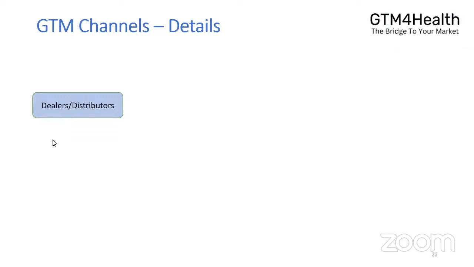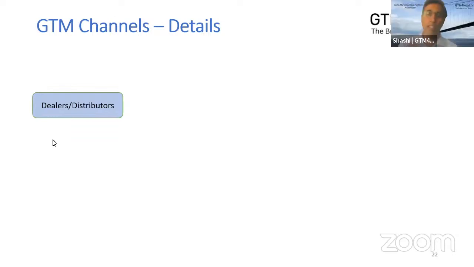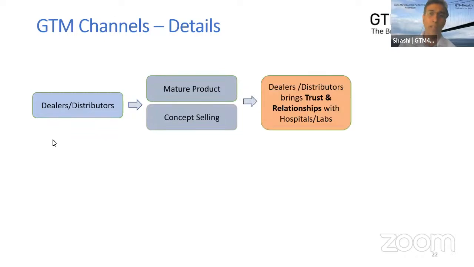Probably the connection between you and the audience, like who the product is for. Correct. They are also last mile connectivity in some way. So one of the ways they exist is that they are very fast in taking mature products to the market. Very, very good. Second way you can look at dealer distributors: they bring in a lot of trust and relationship with hospitals and labs because of their constant selling.